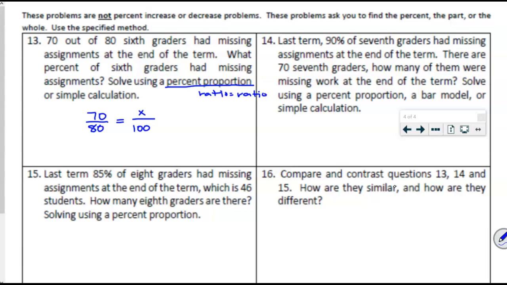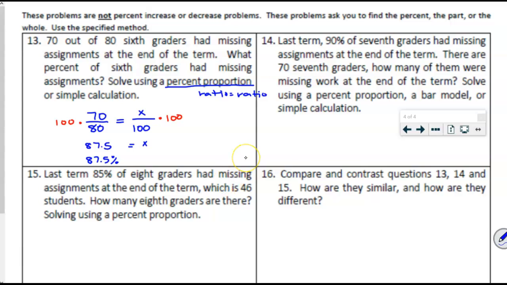So what does that really truly mean? It means we can solve this equation. X is being divided by 100. We can solve that by multiplying each side by 100. When I do that, I end up with X is equal to 87.5. What does that mean? That's 87.5%.